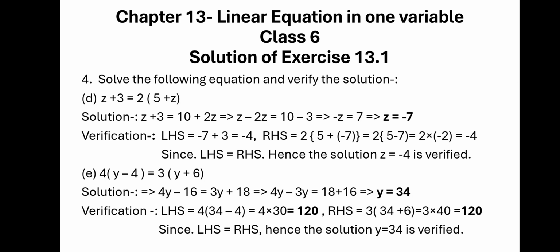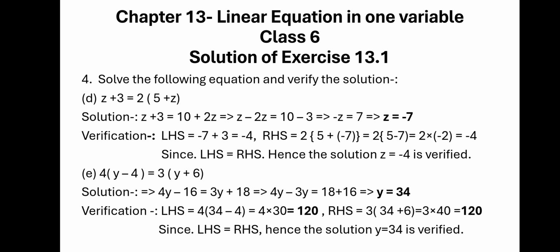So Z is equal to 27. So D question. Z plus 3 equal to 2 into bracket 5 plus Z. Z plus 3 equal to 10 plus 2Z. We have opened the bracket. So Z minus 2Z, now transposition, equal to 10 minus 3, and therefore negative Z equal to 7. So Z equal to negative 7.